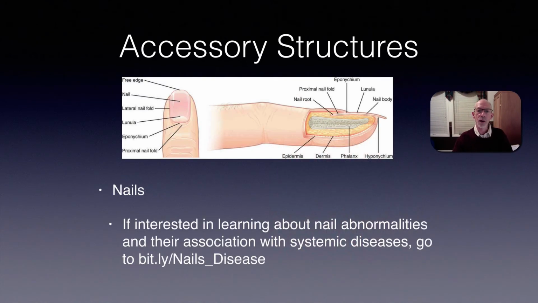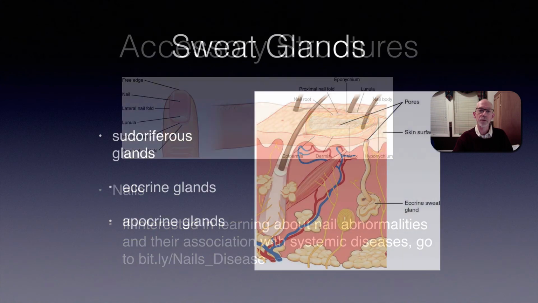The nails are another structure, of course, that are part of the integumentary system. And there's some interesting abnormalities that can show up on the nails if someone has a disease that's affecting their body. If you want to learn a little bit more about that, you can go to bit.ly/nails_disease with nails capitalized and disease capitalized.